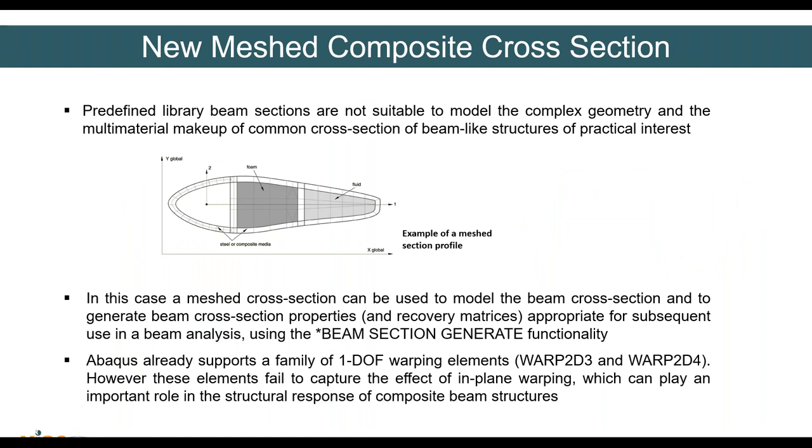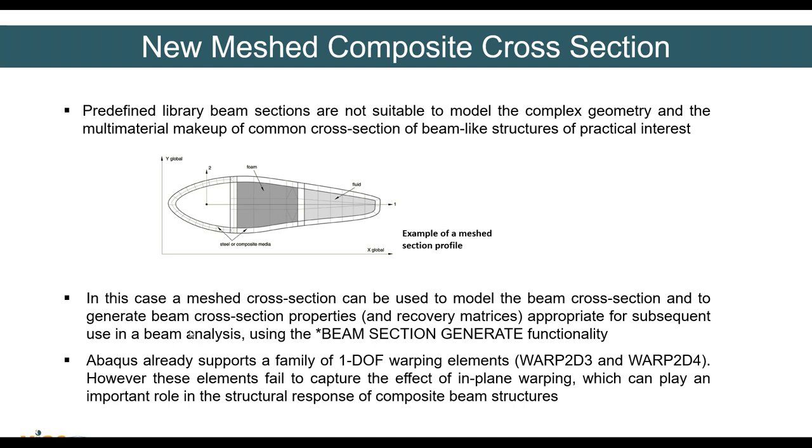In many cases, the cross section of the beam is complicated, specifically if it is composite, like in the wind blades or the rotors. Those are typically made of multiple materials, as you can see here, so those are the composite cross sections. This kind of cross section is difficult to model with predefined library beam sections because it is very complex and there are multiple materials in it. So in this case, the mesh cross section is very important and handy to model this kind of scenario.